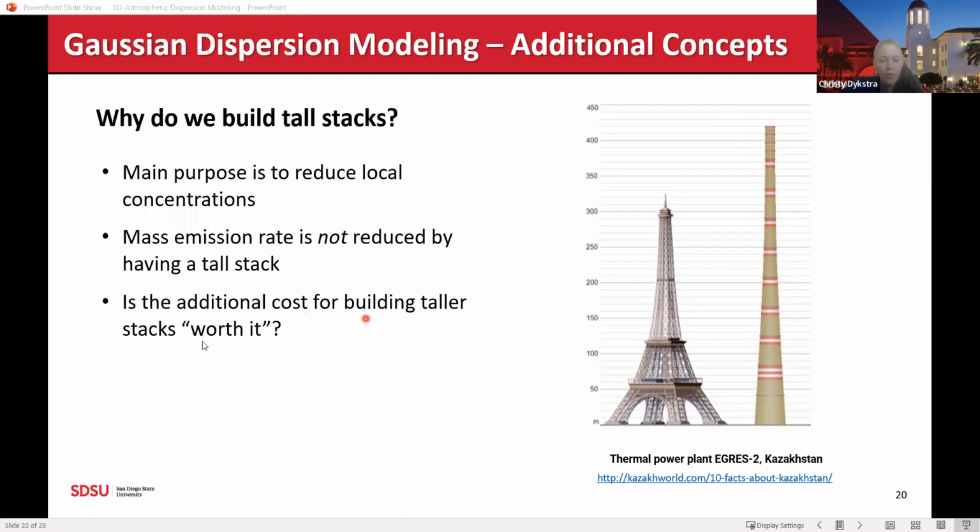So we have to sometimes think about the cost of building a stack taller versus, let's say, shorter. And so this is often one kind of question that engineers will wrangle with when they're developing new processes or power plants or things like that.